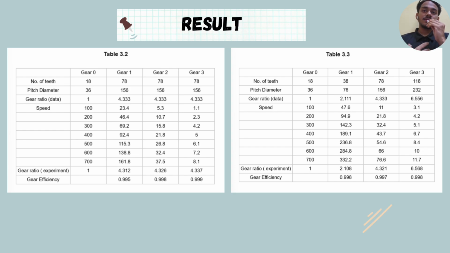This shows that the gear is highly efficient in transferring the speed, torque, and power. But there are minor differences. It's not 100%. It's probably because of small mistakes in our reading of the speed.